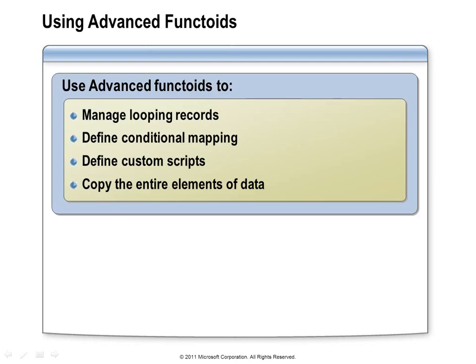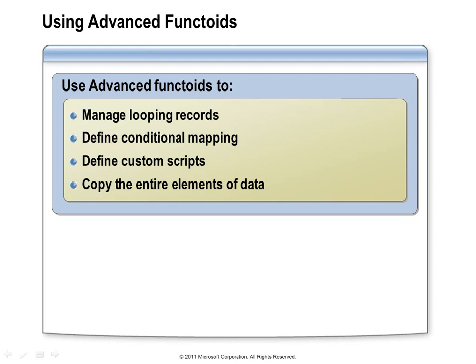I mentioned at the beginning of this module that if your source schema has a repeating record and you create links from any of the fields of that record, the map compiler will automatically create a loop to make sure that all of those repeating records are copied over to the destination. Well, you may encounter situations where the default looping behavior doesn't fulfill the needs of your application, and so you may have to take more explicit control over that looping. And that's where some of the advanced functoids can be helpful.